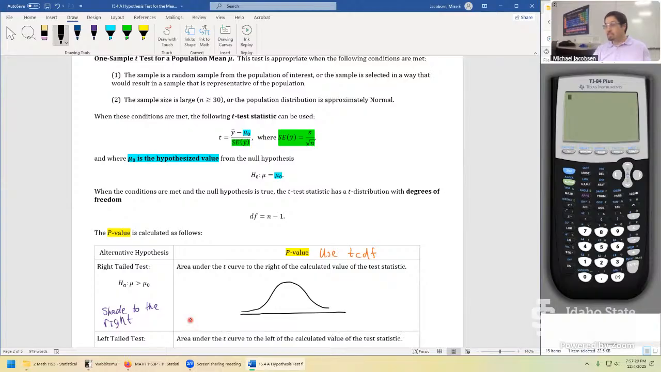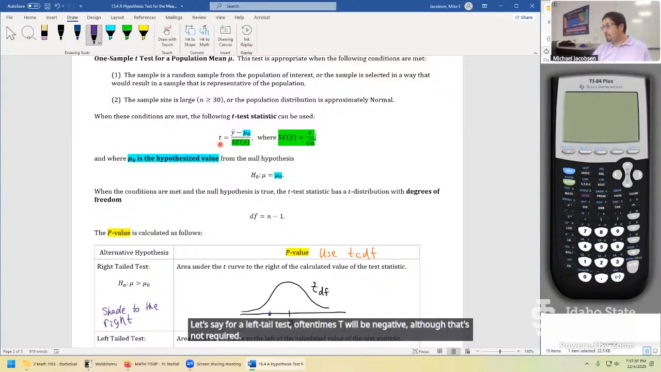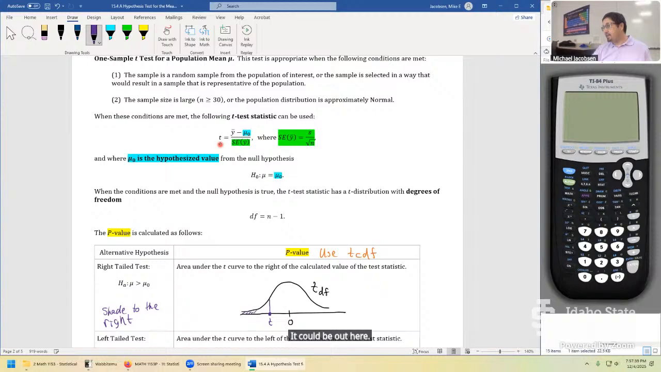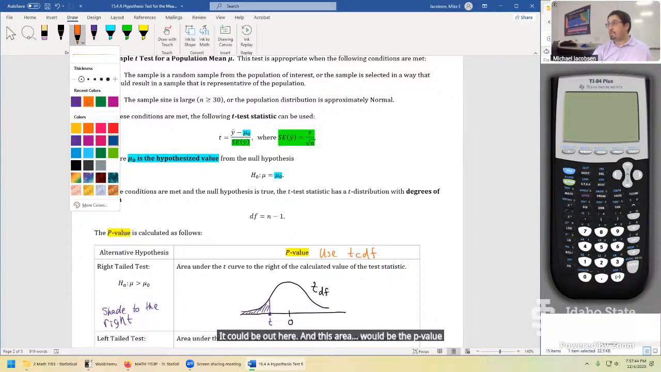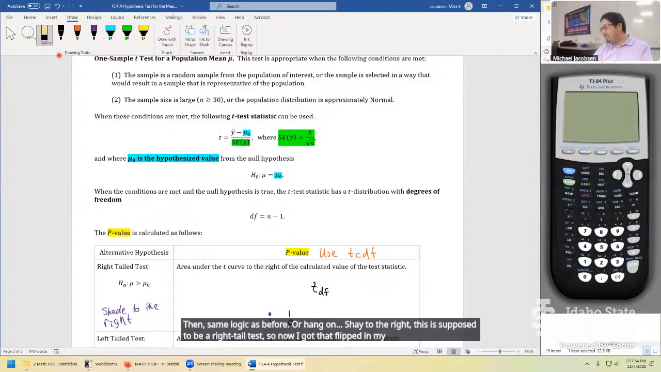But this is not the normal curve, it just looks like one. This is the t distribution, still centered at 0, and your test statistic t, whatever it comes out as, let's say for a left tail test, oftentimes t would be negative, although that's not required. It could be out here, and this area would be the p-value in this situation. Then same logic as before. Or hang on, shade to the right. This is supposed to be a right tail test. Somehow I got that flipped in my mind. Let me try again on this.